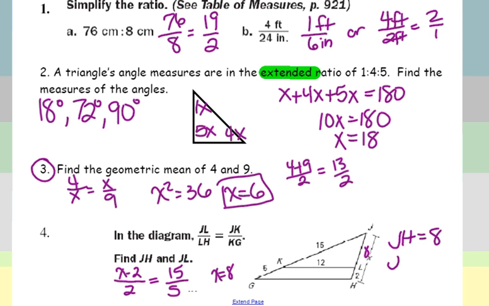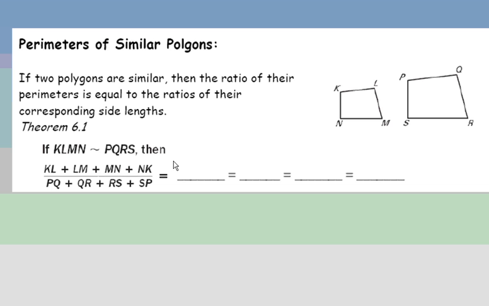And then JL is going to be 8 minus 2, which is 6.